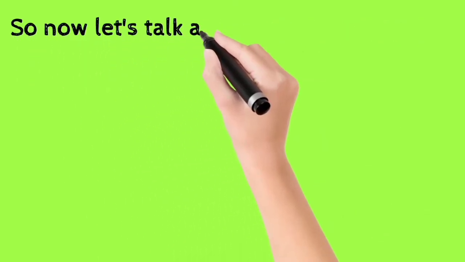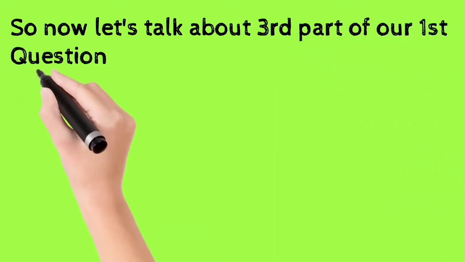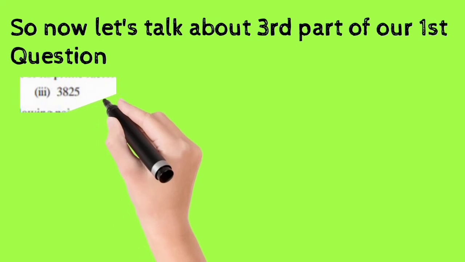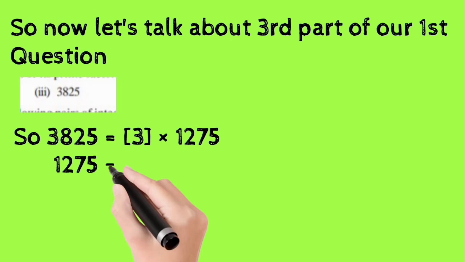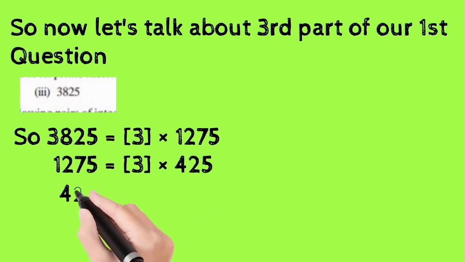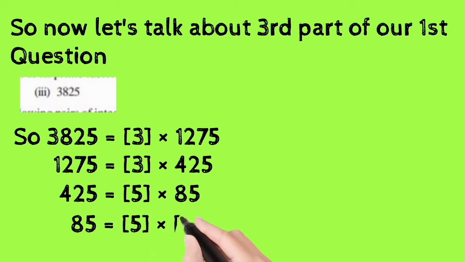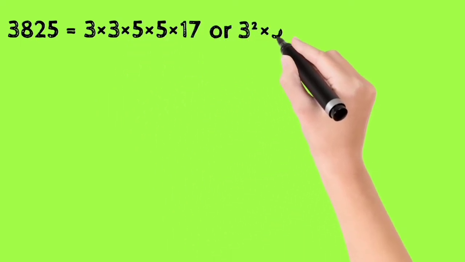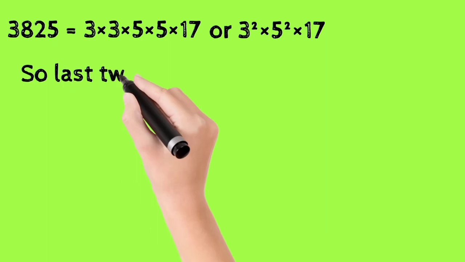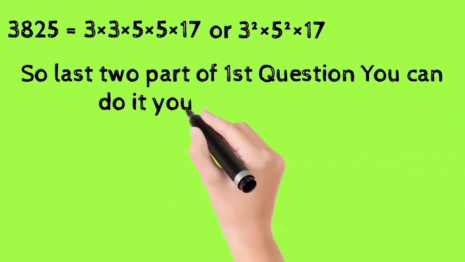So now let's talk about the third part of our first question, which is 325. So 325 is equal to 3 into 175. 175 is equal to 3 into 45. 45 is equal to 5 into 85. 85 is equal to 5 into 17. So 325 is equal to 3 into 3 into 5 into 5 into 17, or 3 square into 5 square into 17. The last two parts of the first question are very easy, so you can do them yourself.